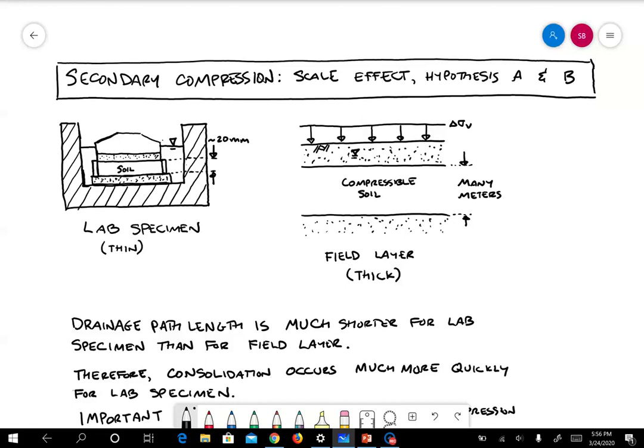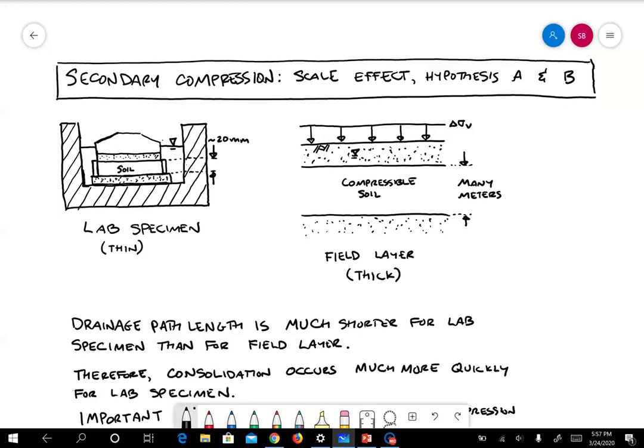When we test a soil specimen in the laboratory, its thickness is usually pretty small, generally about 20 millimeters. Lab specimens may have some variability in their thickness, but usually about 20 millimeters, which is about an inch. When we apply a load to the top cap shown here, with a top porous stone and a bottom porous stone, we have double drain conditions. Water can flow up or down through the soil.